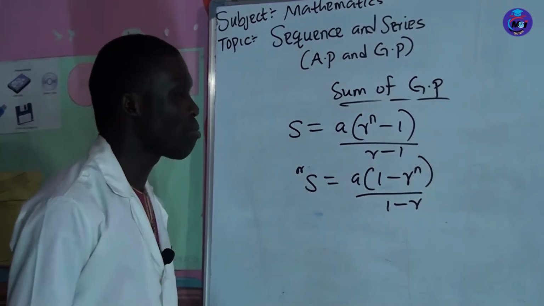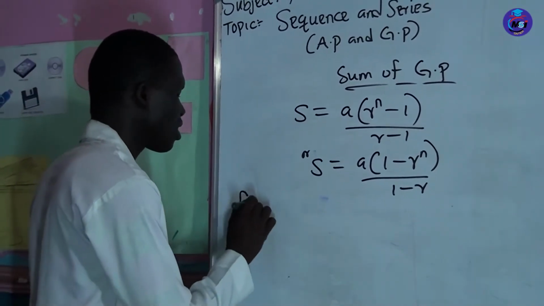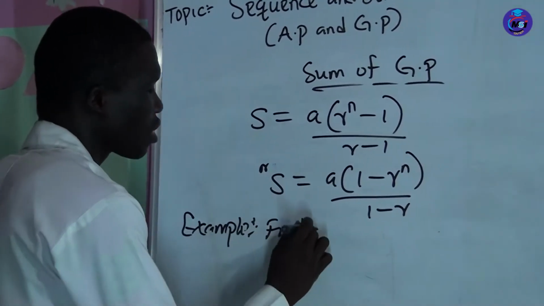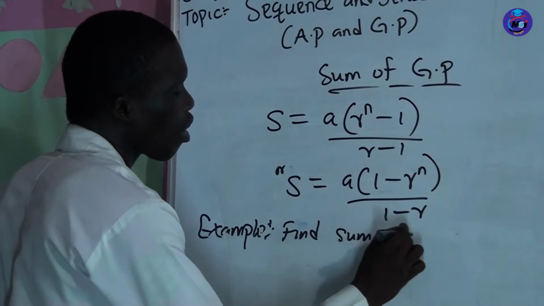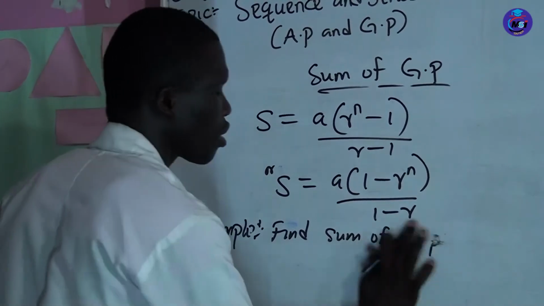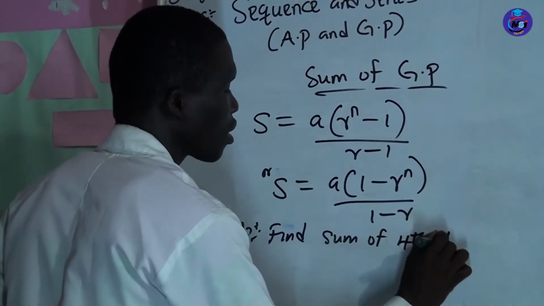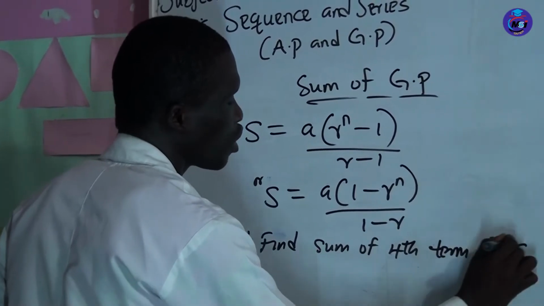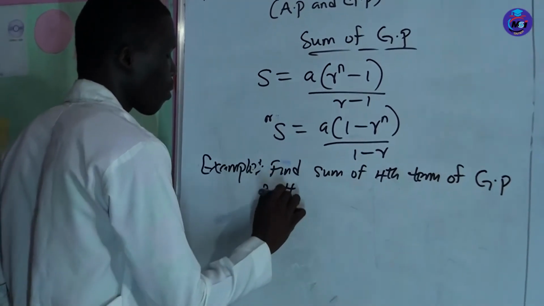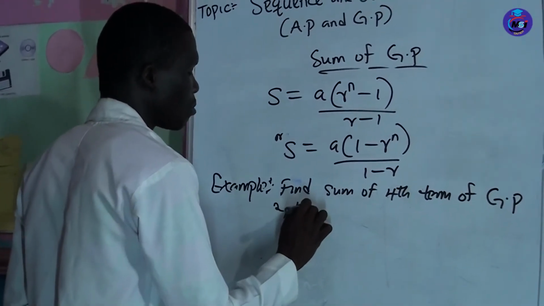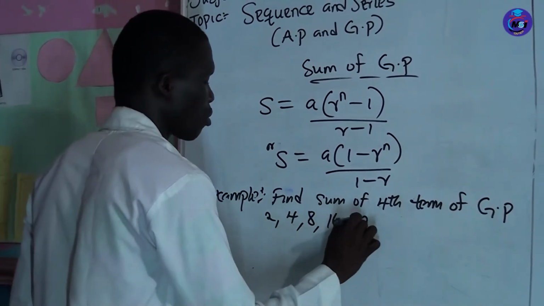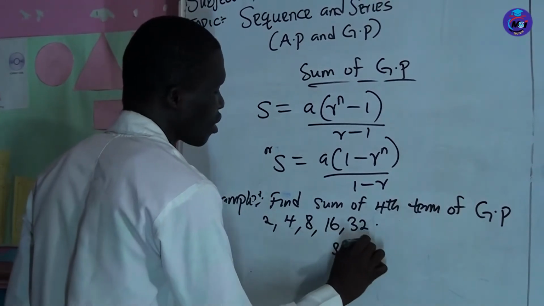So I'm going to give you an example. Let's say, for instance, you have a question like this. Example: find the sum of the fourth term of the GP 2, 4, 8, 16, 32. Okay, let's solve this together.